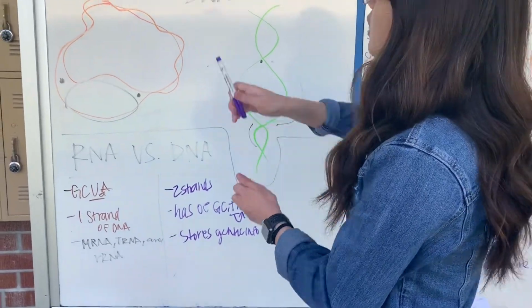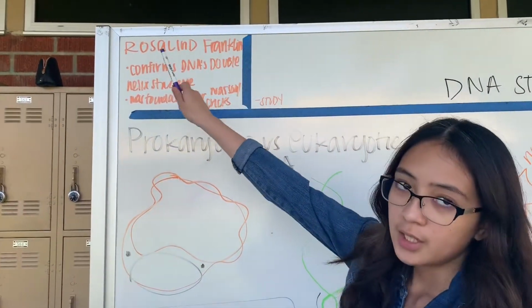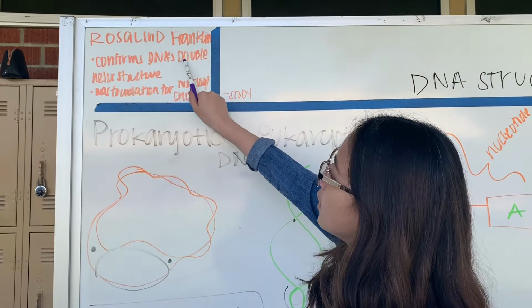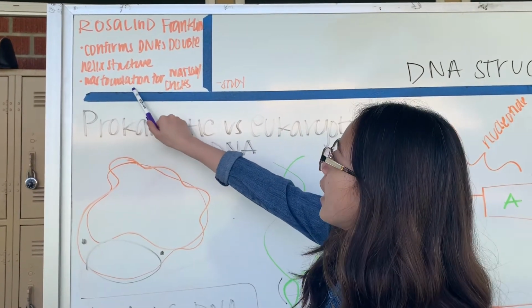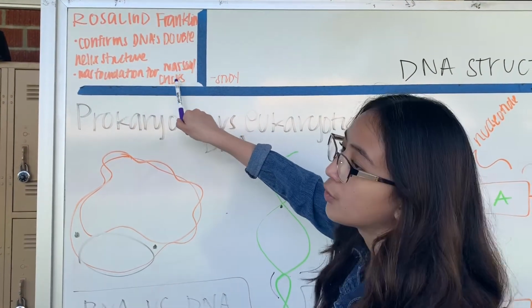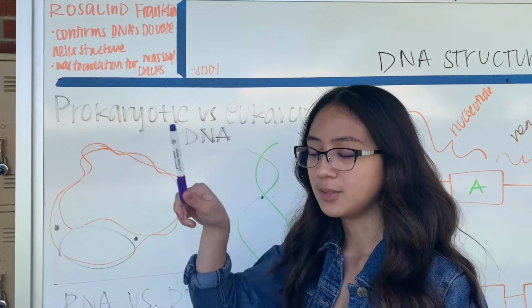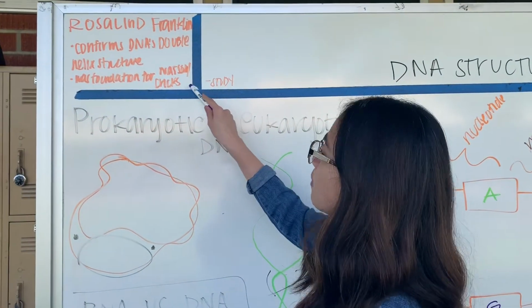Lastly, we talk about Rosalind Franklin. She confirmed the DNA's double helix structure and was the foundation for Watson and Crick's DNA structure, which they stole from.